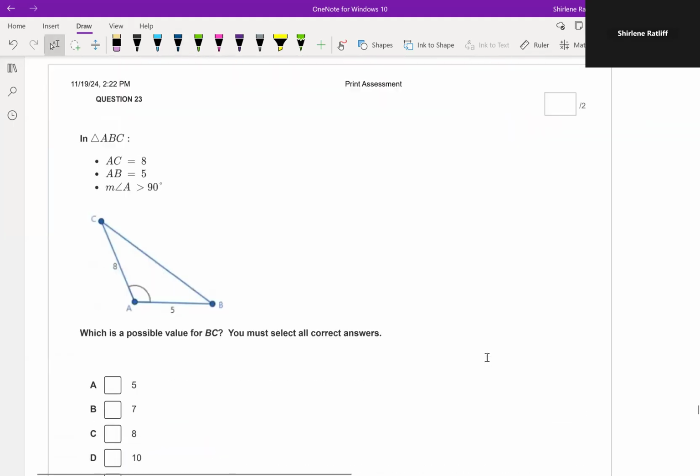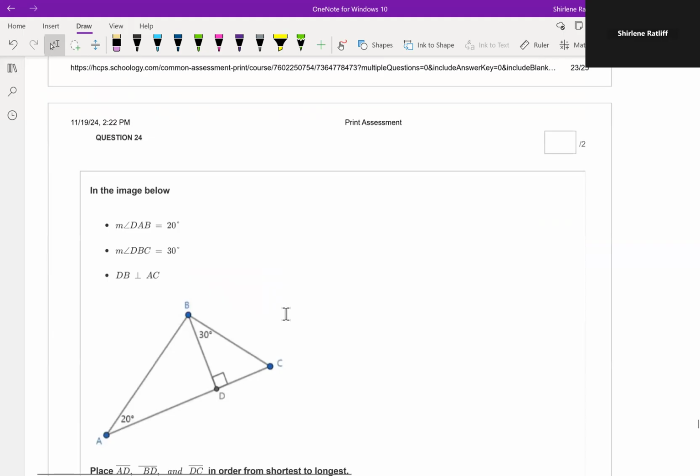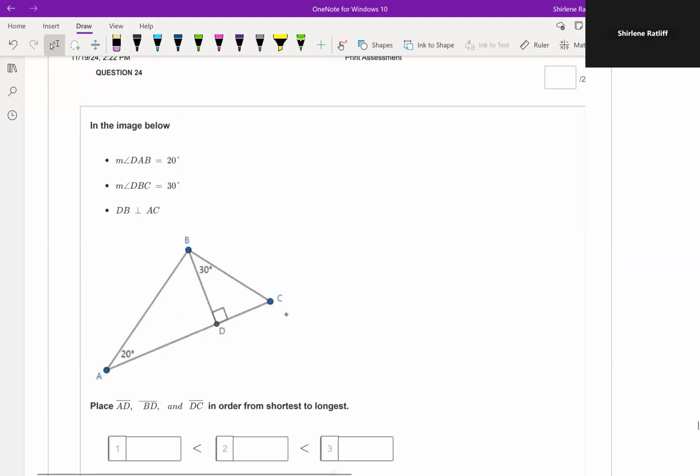All right, y'all. Miss Odell and I have decided that we are not going to count 23 against you on the test. So we're not going to worry about this one for test corrections. We're going to omit this one from your test. And we're also going to omit number 24.